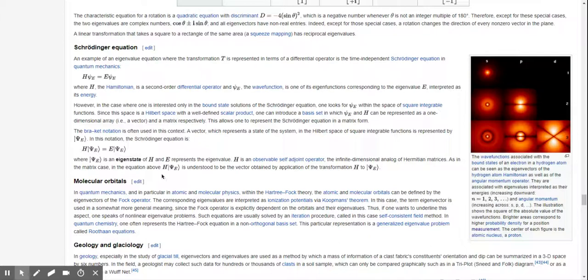A vector which represents a state of the system in the Hilbert space of square integrable functions is represented by this. In this notation, the Schrödinger equation is, where this is an eigenstate of H and E represents the eigenvalue. H is an observable self-adjoint operator, the infinite-dimensional analog of Hermitian matrices. As in the matrix equation above, it is understood to be the vector obtained by application of the transformation H to these.